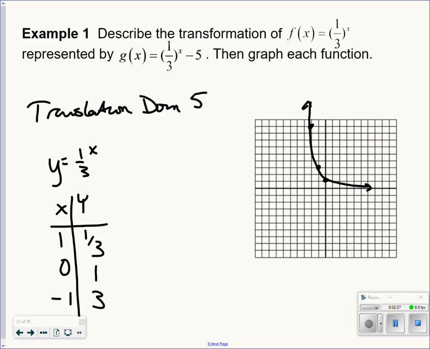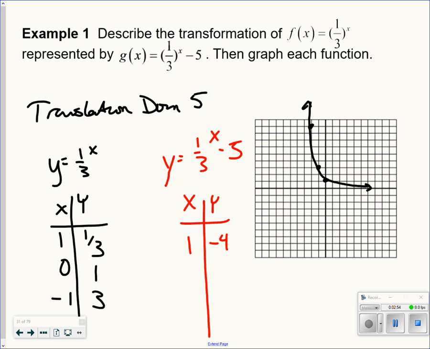Now, your choice here. You can do it separately. I'm going to use a different color here. Y is equal to 1/3 raised to the x minus 5. Because you know the transformation, you literally can do everything down 5, because that's what the translation does. So I know that if I tried 1 and I went down 5, it'd be -4 and 2/3. Or 0, it would be -4. Or -1, it would be -2. So again, you don't have to do an XY chart for the other one. You can, and it would make sense to do it.